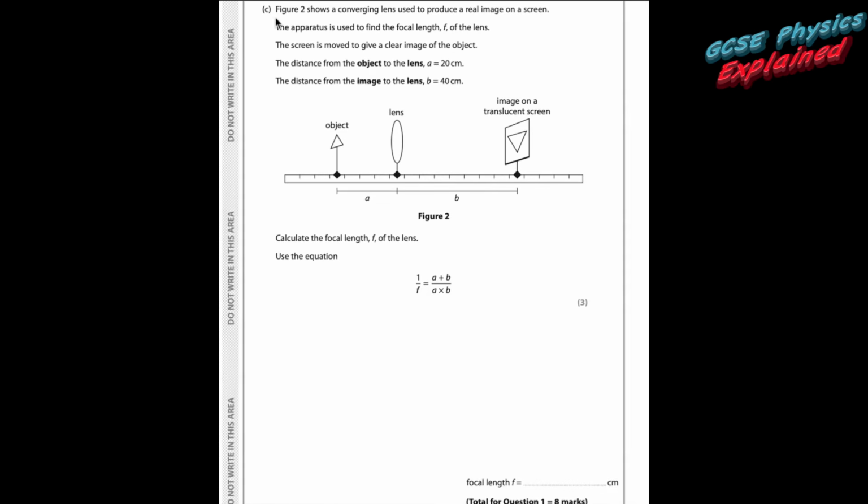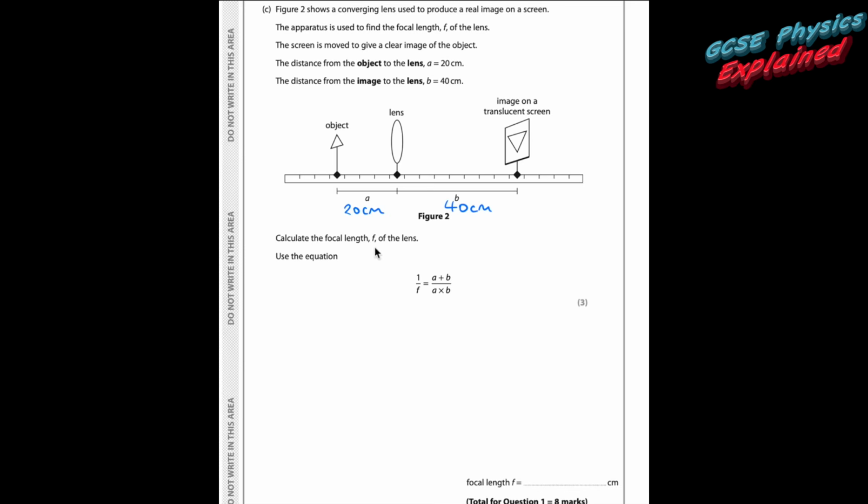Part C. Figure 2 shows a convergent lens used to produce a real image on a screen. The apparatus is used to find the focal length f of the lens. The screen is moved to give a clear image of the object. The distance from the object to the lens A is 20 centimeters. There we go. The distance from the image to the lens B is 40 centimeters. That's there.